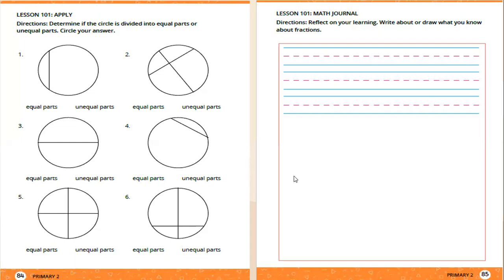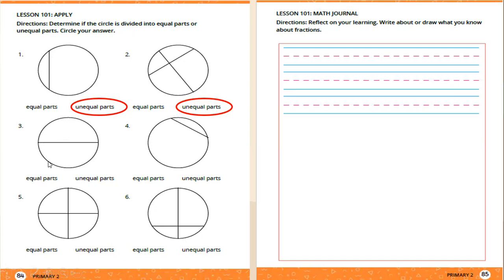Lesson 101, determine if the circle is divided into 2 equal parts or unequal parts. Okay, this exercise is so simple and easy. We have some circles that are divided. We will say it is divided into equal parts or unequal. Okay, the first one, of course, unequal. Circle number 2 is divided into unequal parts. These parts are not equal in size, so they are unequal parts.